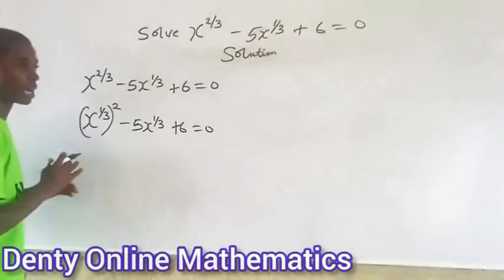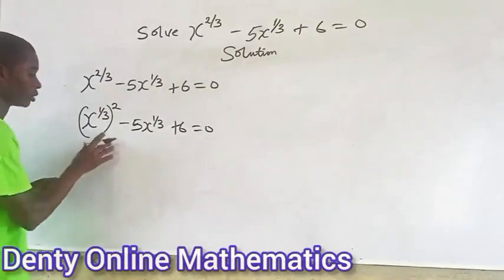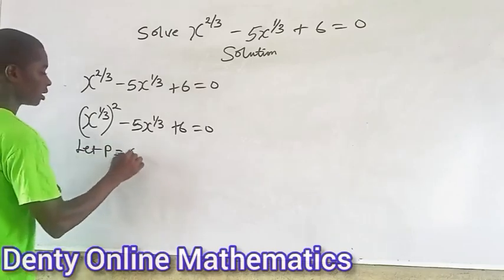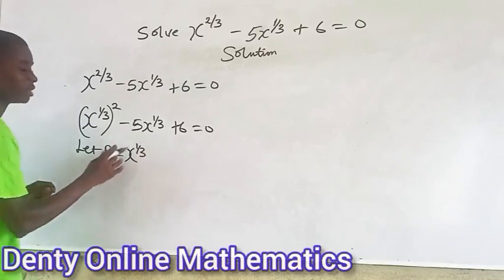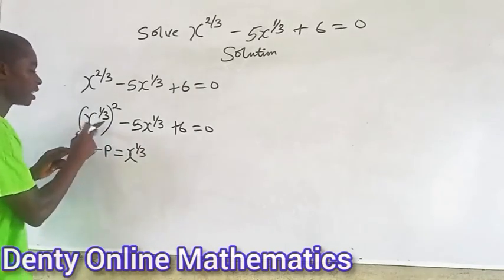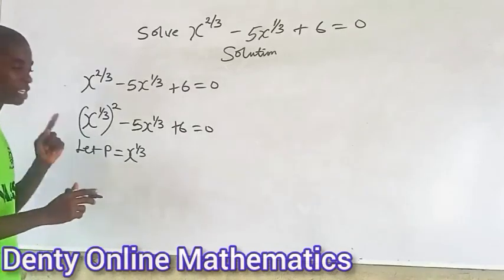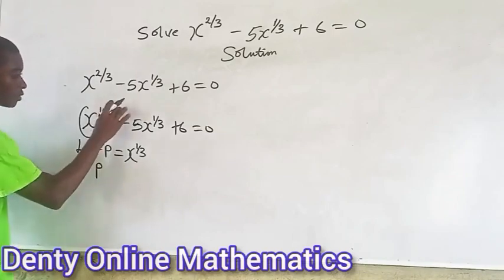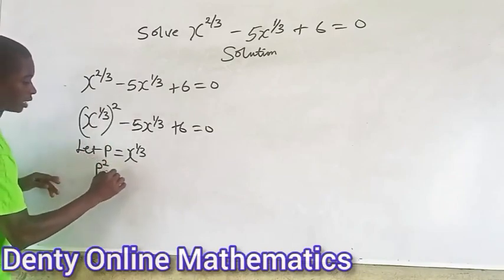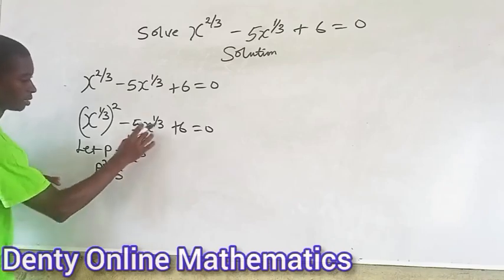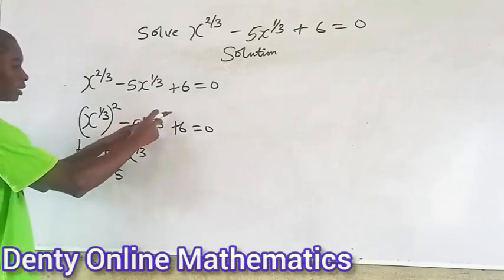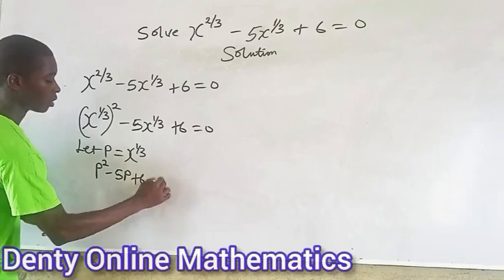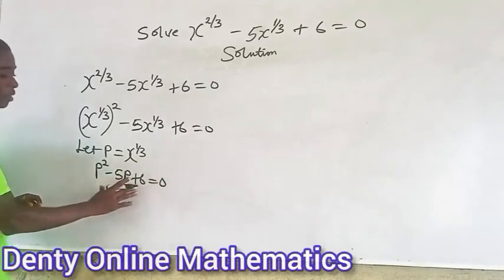So what I'm going to do is assign an alphabet to this, and I say let P be equal to x power 1 over 3. What this means is that anywhere I see x power 1 over 3, I'm going to replace it with P. So we have P squared minus 5, and since x power 1 over 3 is P, here it will be 5P plus 6 equal to 0. Now we have a quadratic equation.